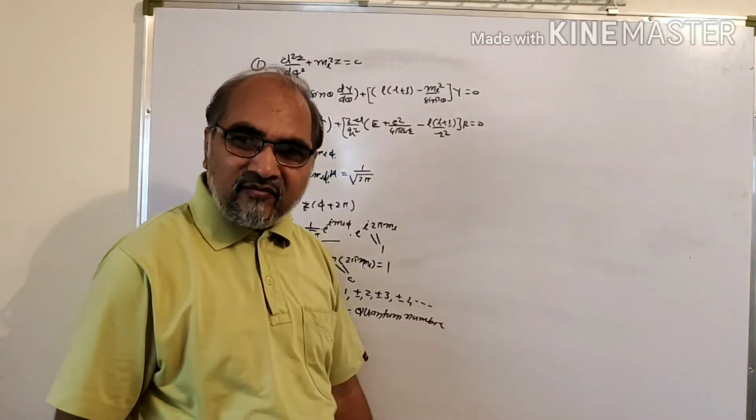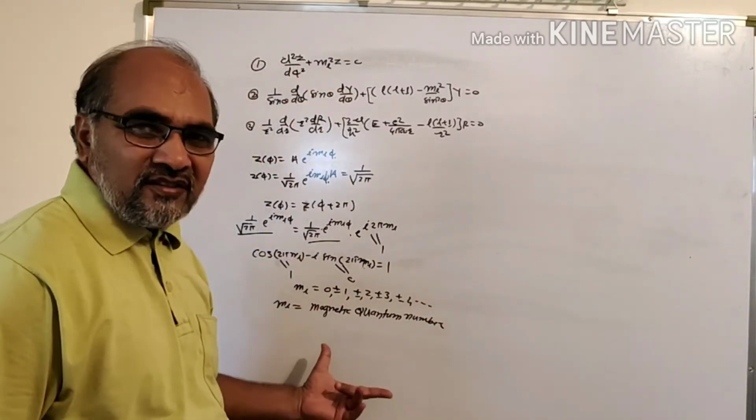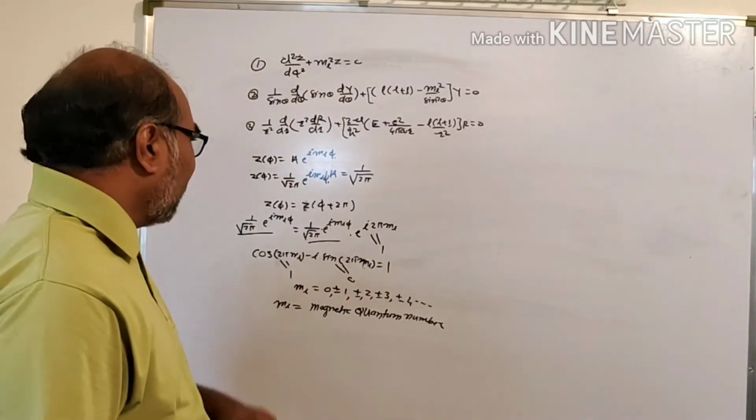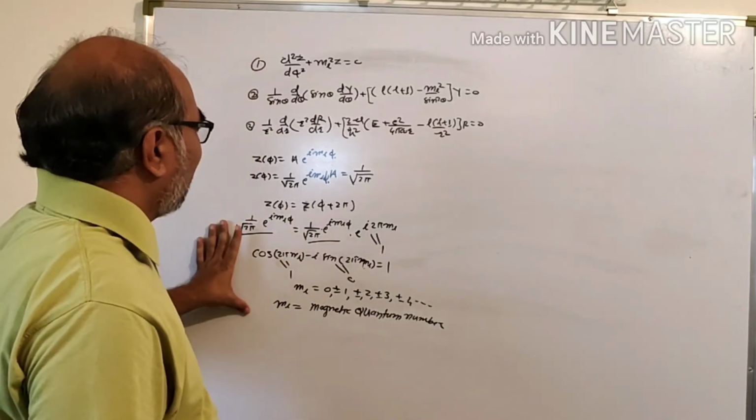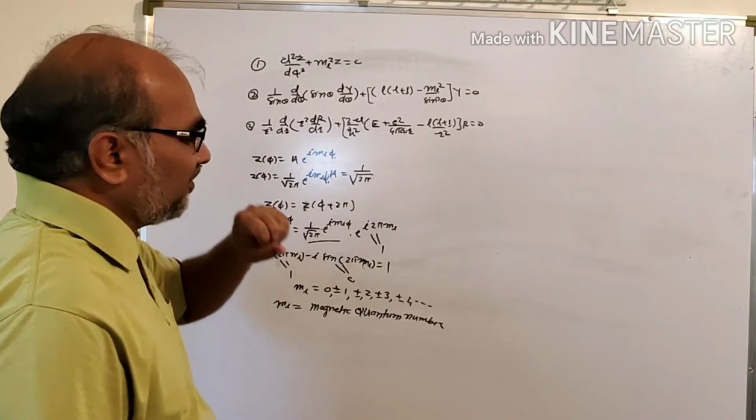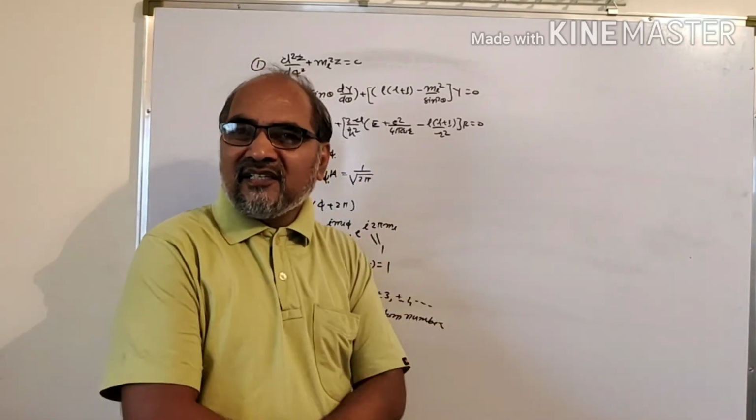When the question comes, what is the magnetic quantum number, you have to write this. So this is the magnetic quantum number. From this equation we come to this result. Now consider the second differential equation.